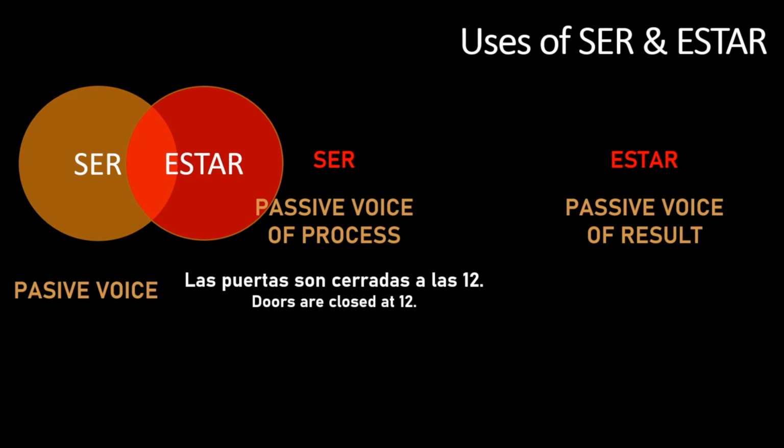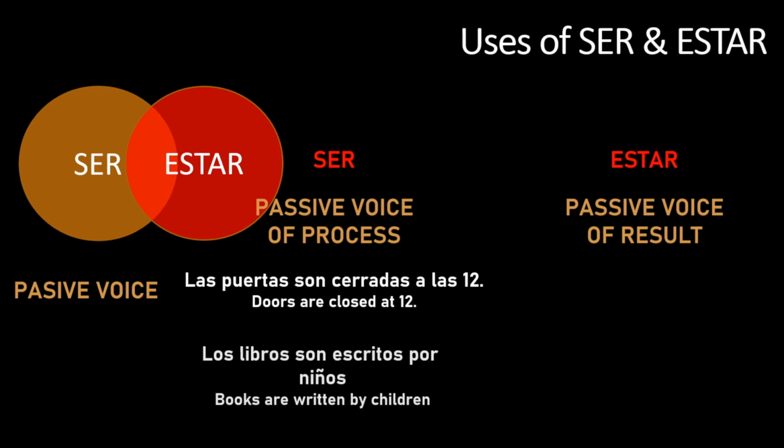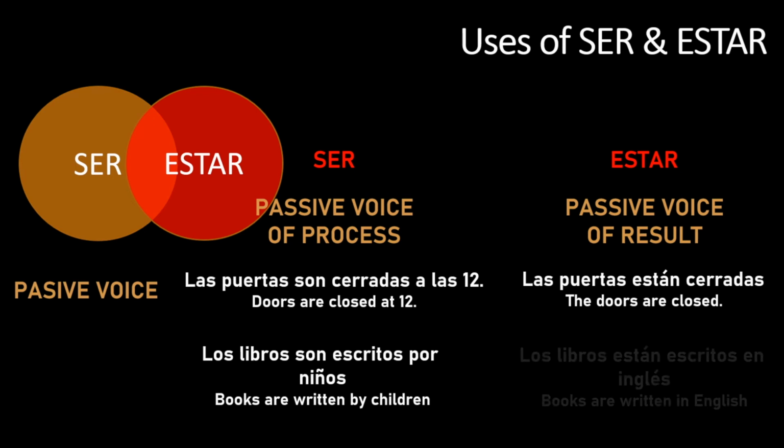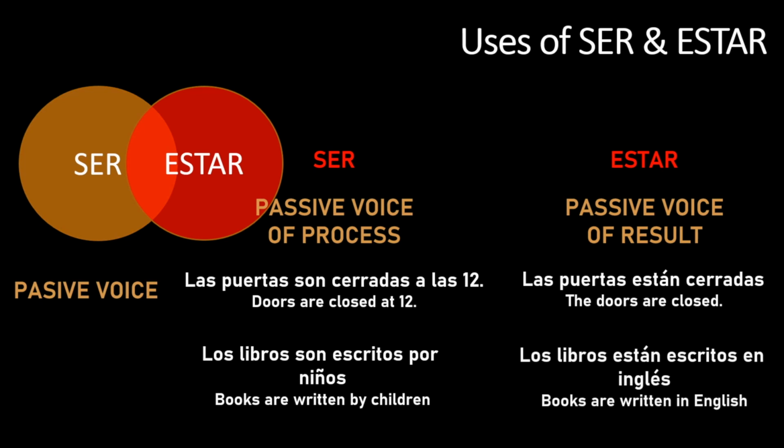The passive voice of result, where estar is used, gives the idea of a perfective aspect, meaning that the event was finished and what we see is the result of a completed action. It is not prone to continue repeatedly, but finished. Las puertas están cerradas, los libros están escritos en inglés.